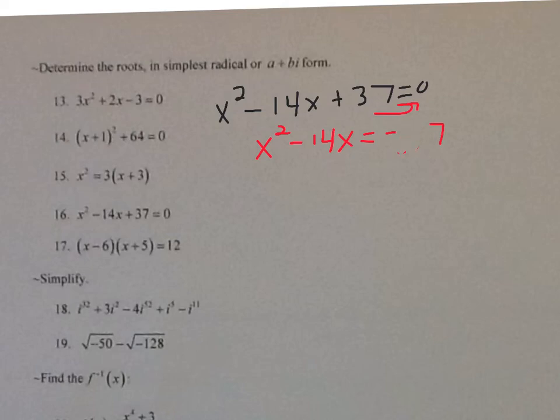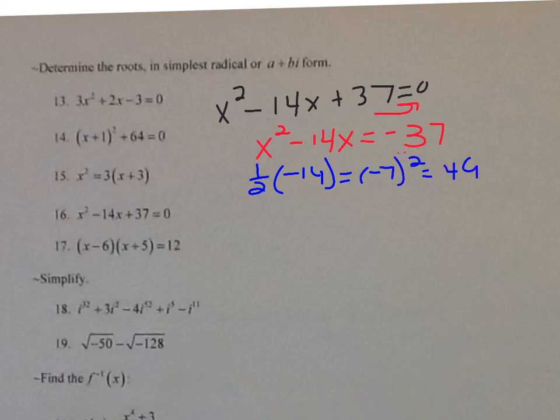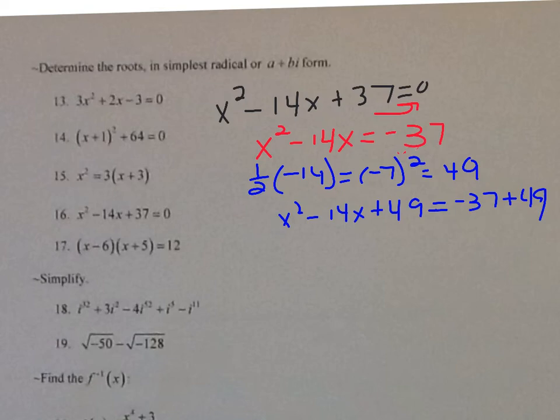All right, so now we're ready to complete the square. So now I do half of the middle number, half of b. So half of negative 14 is negative 7. Square it is 49. Add that number to both sides. So we have negative 37 plus 49, and negative 37 plus 49 is 12.